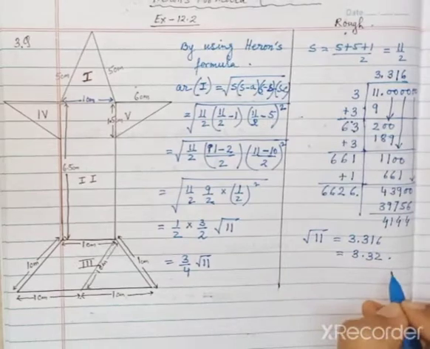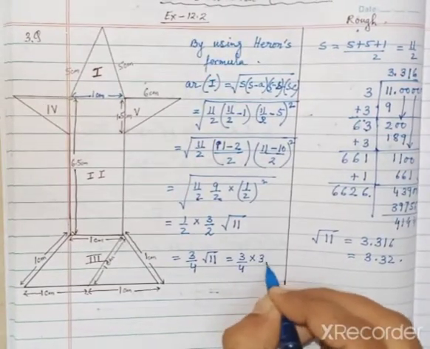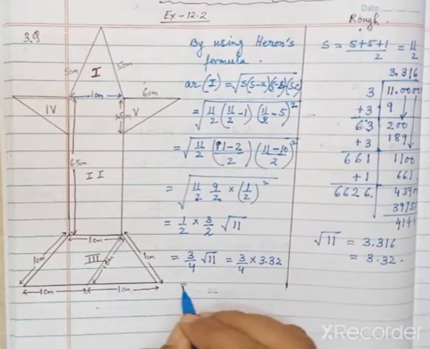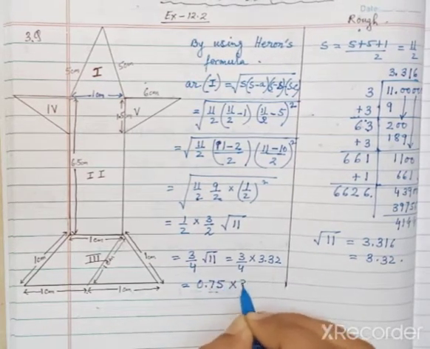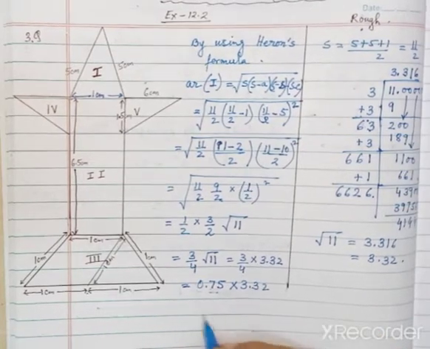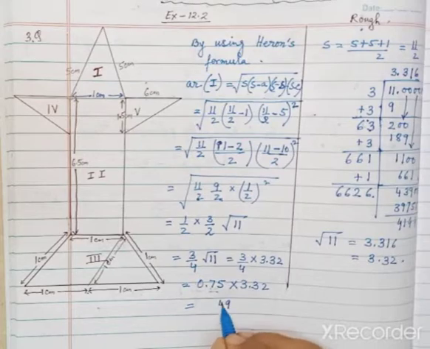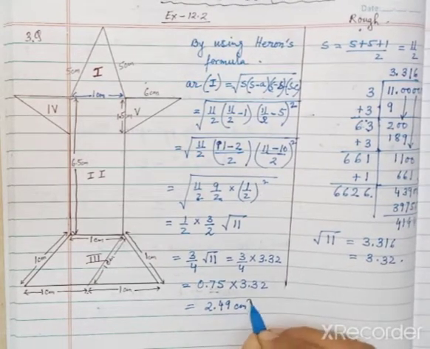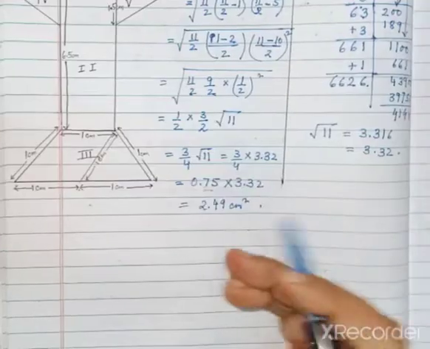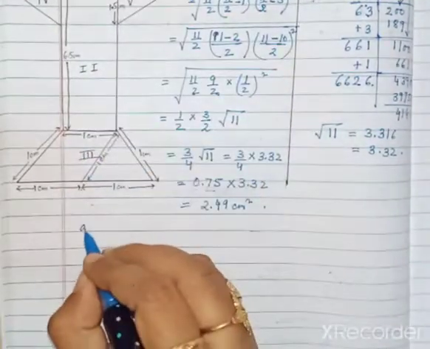Rounding that off, we will put that 3 by 4 into 3.32. So 3 by 4 can be written as 0.75 into 3.32. After multiplying, we are getting 2.49 centimeter square.